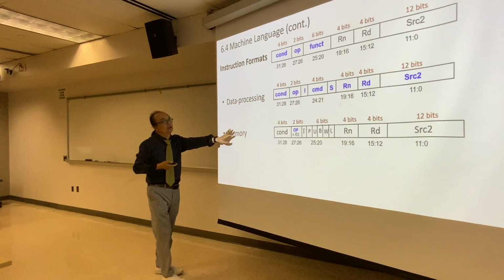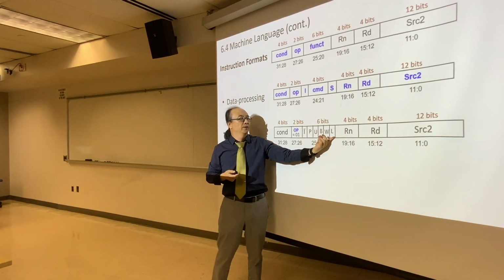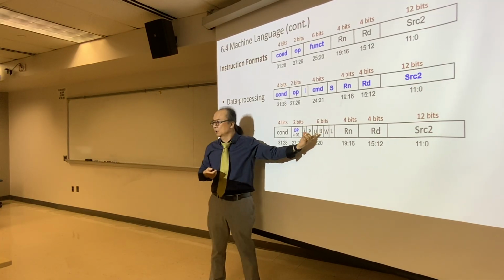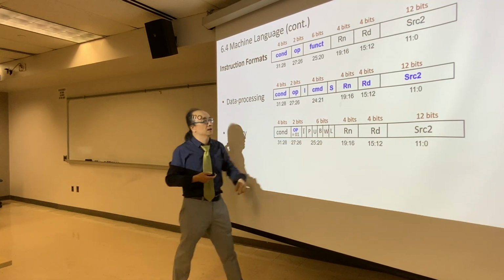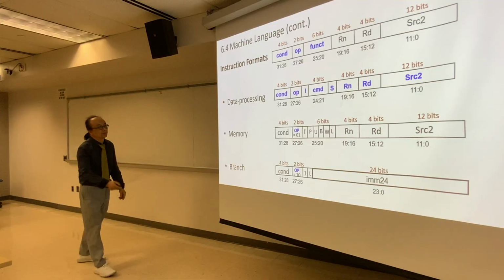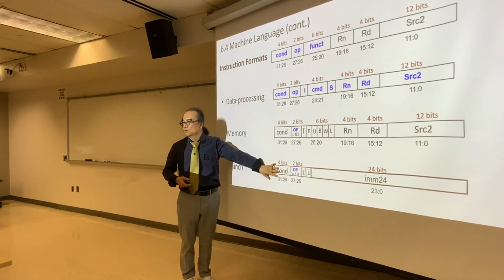And then memory, again 32 bits, with funct this time. Oh yeah, it's really complicated, right? So you need to understand every single bit of these letters. And then branch is the easiest one, and this is the format.